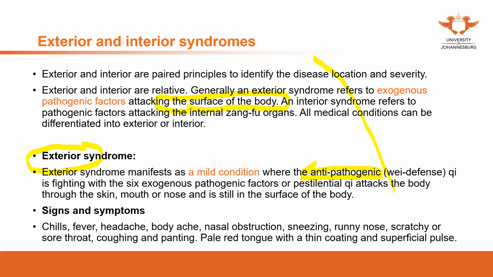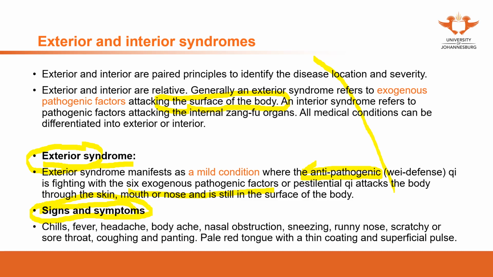Now you know that the reason for the exterior syndrome is that the antipathogenic qi and the exogenous factors fight at the superficial level. Then you will understand how to analyze these symptoms, what the cause of the symptoms is. So in the differentiation study, it's very important to remember the signs and symptoms. It is also very important to understand how to analyze.